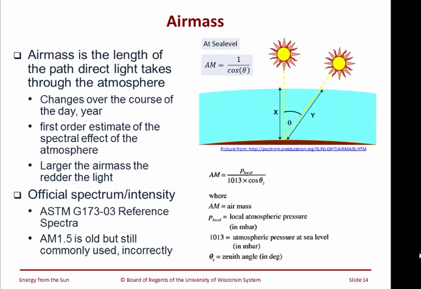One common measure of some of these atmospheric effects is a concept called air mass. Air mass is the length of the path that the direct light takes through the atmosphere. This changes, of course, over the course of the day as the sun rises and sets, but also changes over the course of the year as the Earth revolves around the sun. This is really a first-order estimate of the spectral effects that can happen in the atmosphere, and typically the larger the air mass, the redder the light is.